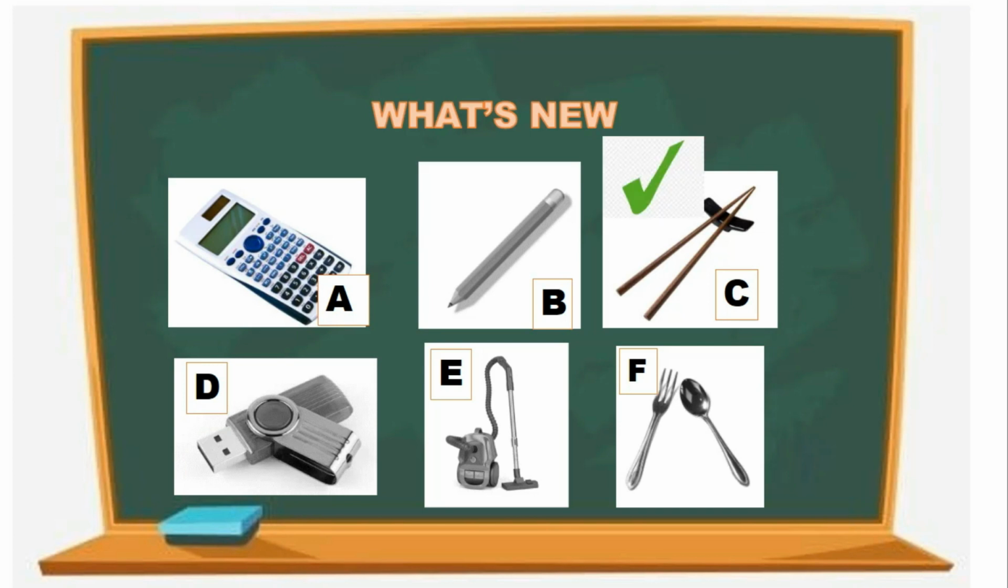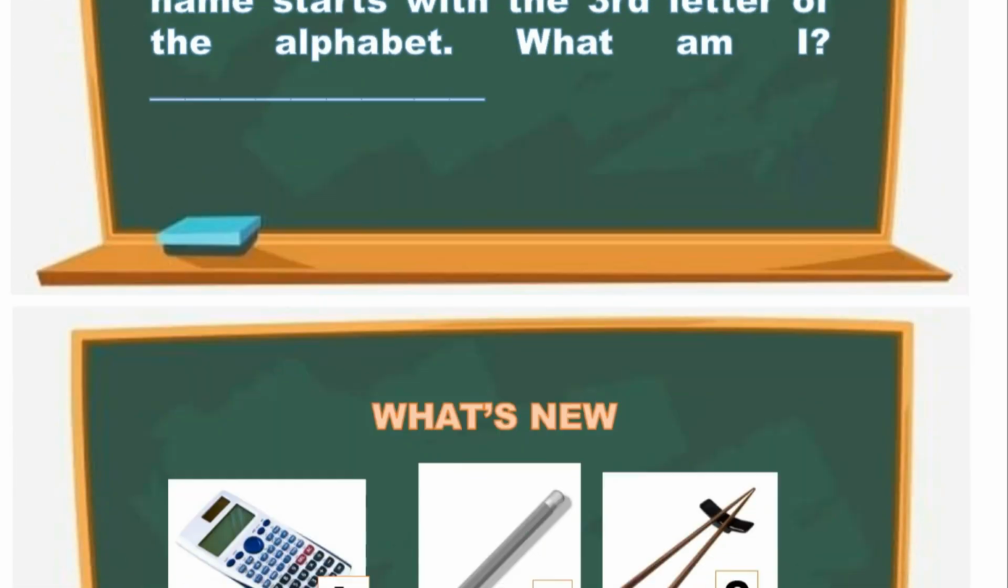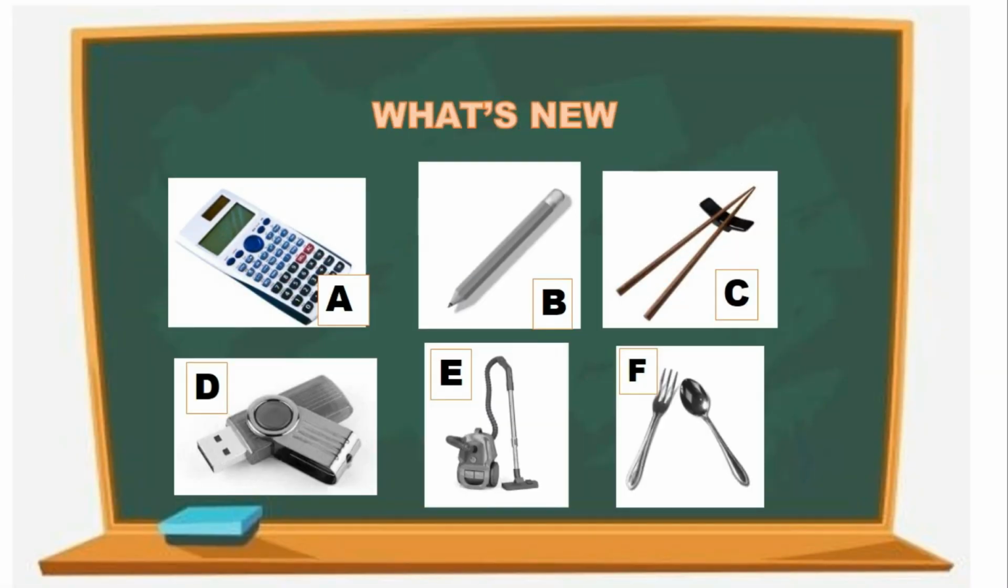The correct answer is letter C. Chopstick. Number 2. I have keys with numbers on them. You can use me to add or subtract. I can fit in your hand. My name starts with the third letter of the alphabet. What am I? A. Calculator, B. Pencil, C. Chopstick, D. Flash drive, E. Vacuum cleaner, F. Fork and spoon.